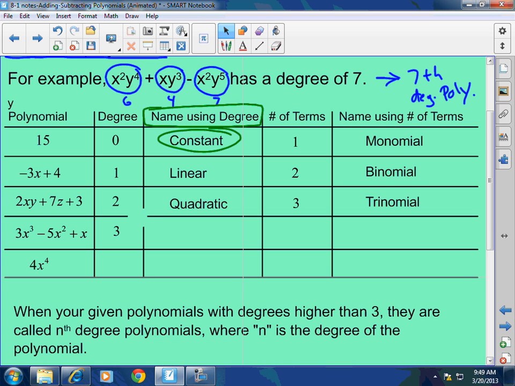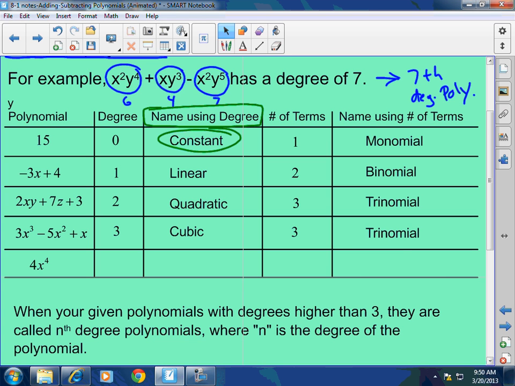3 is the degree. This one you probably don't know. Whenever x is cubed, it's called a cubic. Whenever the degree is 3, that is cubic. How many terms in this bad boy? Okay, someone said 6 terms. How is that possible? There are only 3 terms here. And this would be called a trinomial.